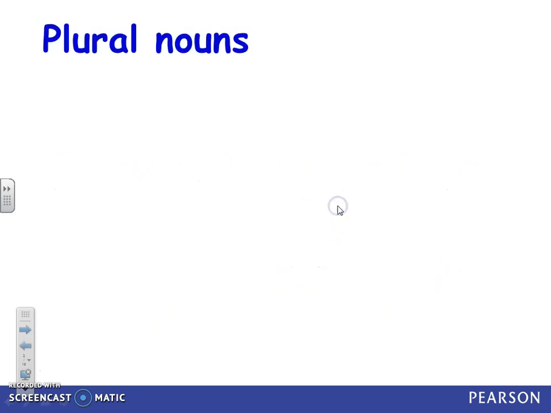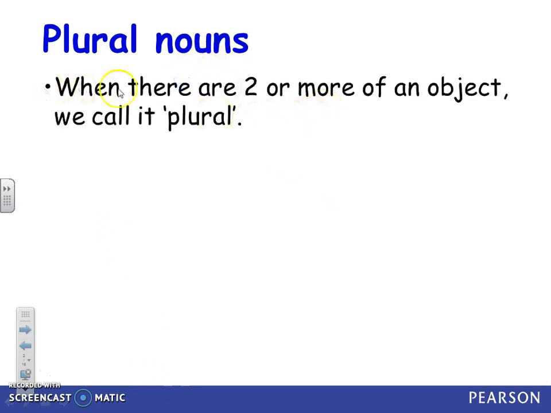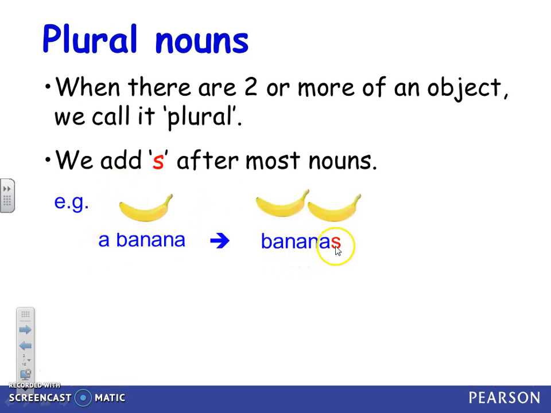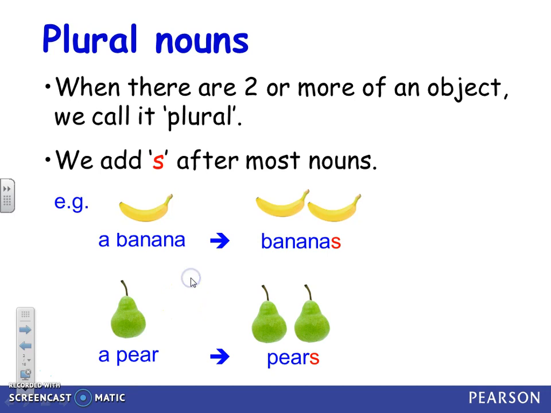Okay, first, plural nouns. Let's start with the simple one. When there are two or more of an object, we call it a plural. After most nouns, we will just add s, only one letter. For example, a banana becomes bananas, if there's two or more of them. Okay, for example, the single, just one, is a pair. How about if there's two of them? It should be pairs. Just add an s for these nouns.